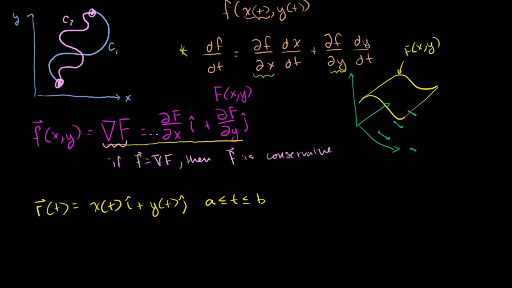And then we're going to say f of xy is going to be equal to the partial derivative of uppercase F with respect to x times i plus the partial of uppercase F with respect to y times j. So we're assuming that this exists, that this is true.